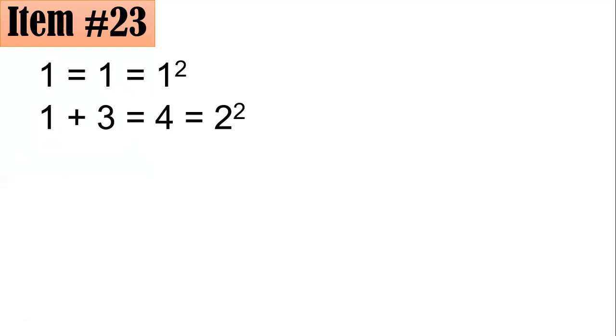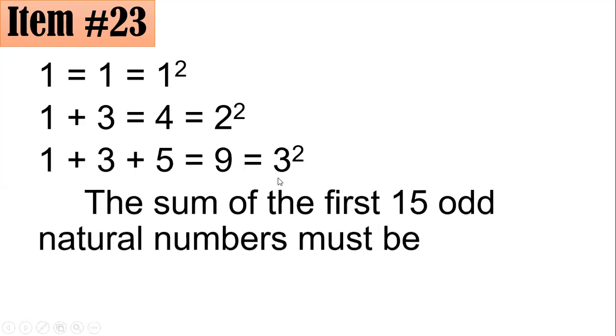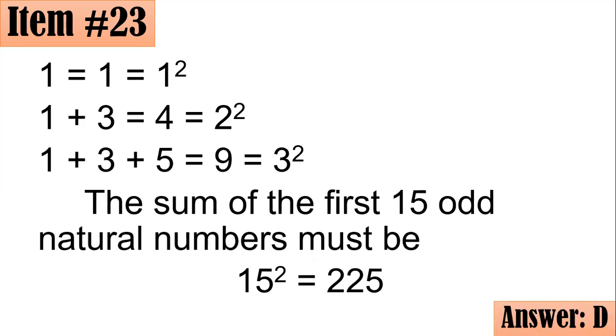If you get the sum of the first 3 odd numbers rather, 1 plus 3 plus 5, that's 9. But 9 is 3 squared, right? Hence, in other words, the sum of the first n odd numbers has to be n squared. And since we're looking for the sum of the first 15 odd natural numbers, then its sum based on the pattern is 15 squared, or 15 times 15, which is 225, letter D.